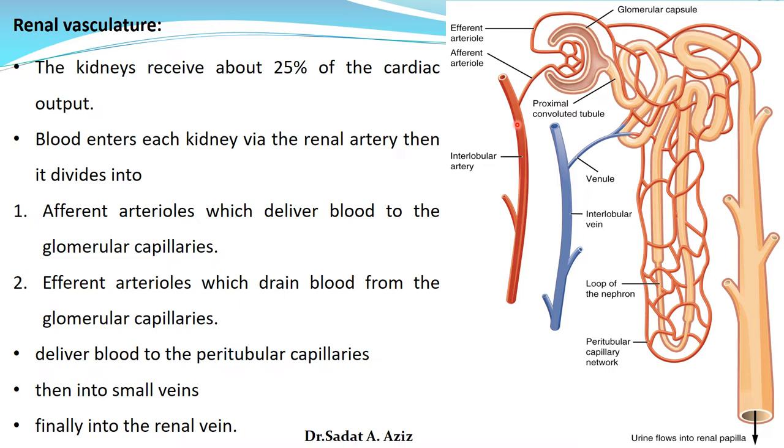So blood enters each kidney through a renal artery, then it divides into the structure which is called the afferent artery. Okay, we have this. This is called the afferent artery. The afferent artery will deliver blood to the glomerular capillaries.